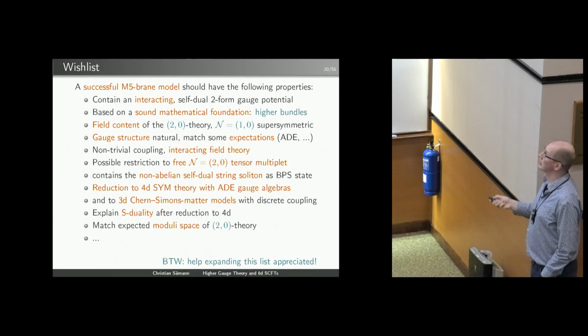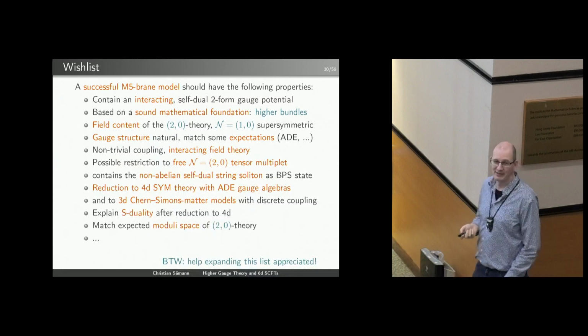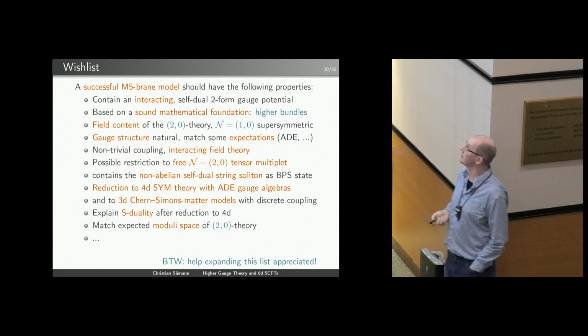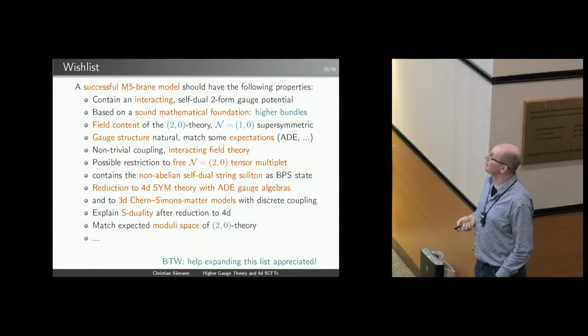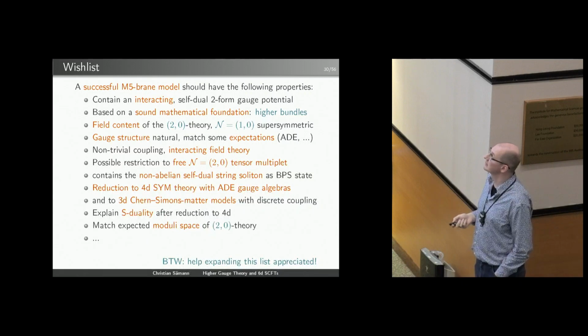Okay, so that would be a wish list. And I find it a little bit disappointing that nobody explicitly wrote this down. I think to the people working on this, everybody knows these, but me starting on this and not having too much idea of (2,0) theory, I had to compile this myself. So if you have further points, I'm very, very happy if you help me expand this list.